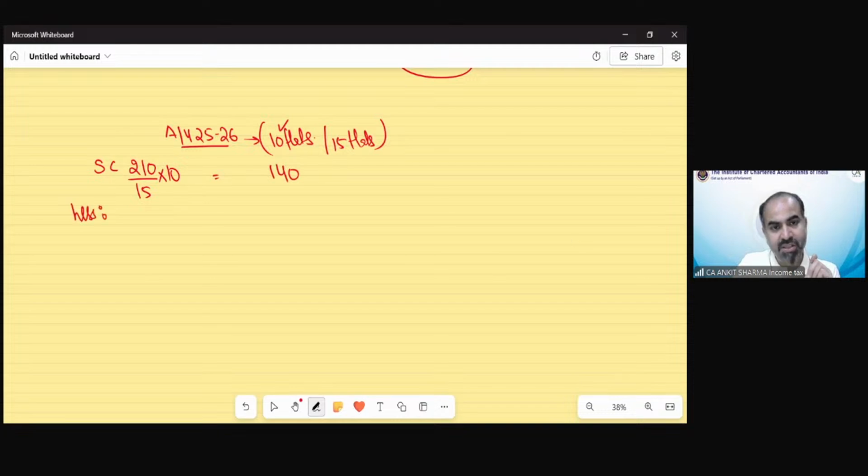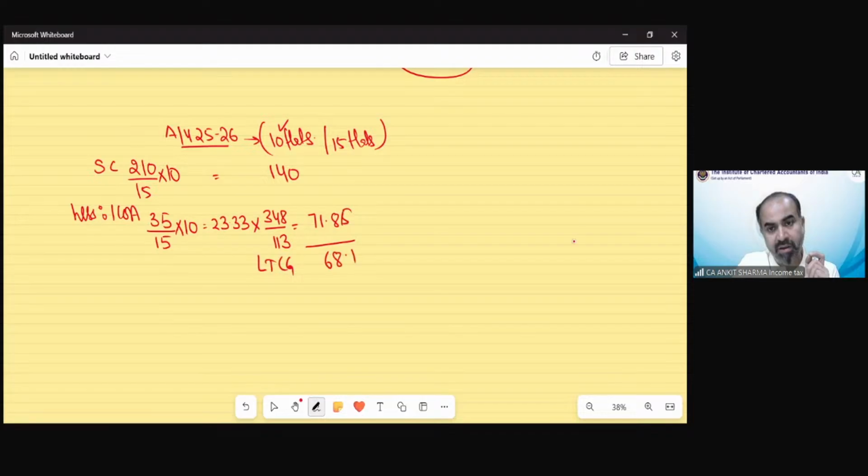Now let's index the cost of acquisition. The purchase price of land was 35 lakh, which is for 15 flats. So for the purpose of 10 flats, the value is going to be 23.33, and this needs to be indexed, 348 upon 113. So my indexed cost of acquisition of these 10 flats would be 71.86 lakh. Then my long-term capital gain would be 68.14 lakh.